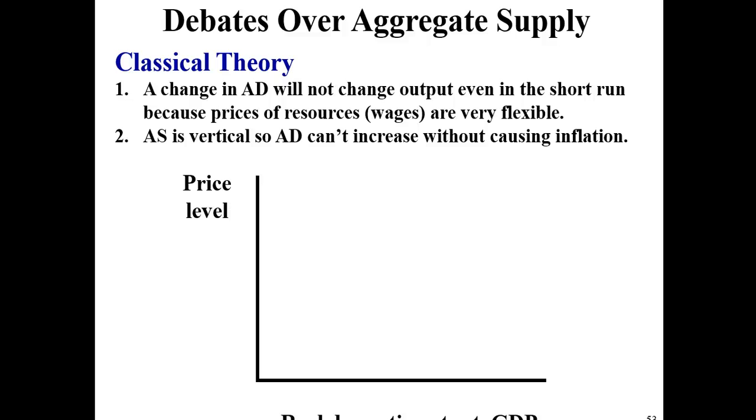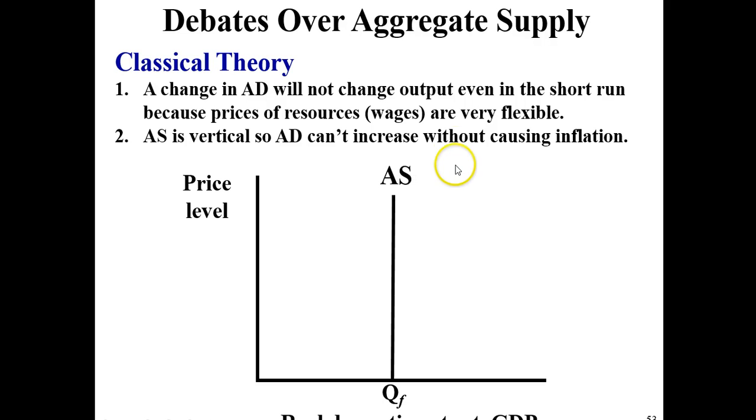The classical theory said that a change in aggregate demand is not going to change output, even in the short run, because wages and prices are flexible. So a very different viewpoint than the sticky prices viewpoint of Keynes. And so classical theory says that, even in the short run, nothing's going to change. Aggregate demand isn't going to change output because everything is going to adjust at the same time in real time. And aggregate supply is vertical, and so aggregate demand can't increase without causing inflation.